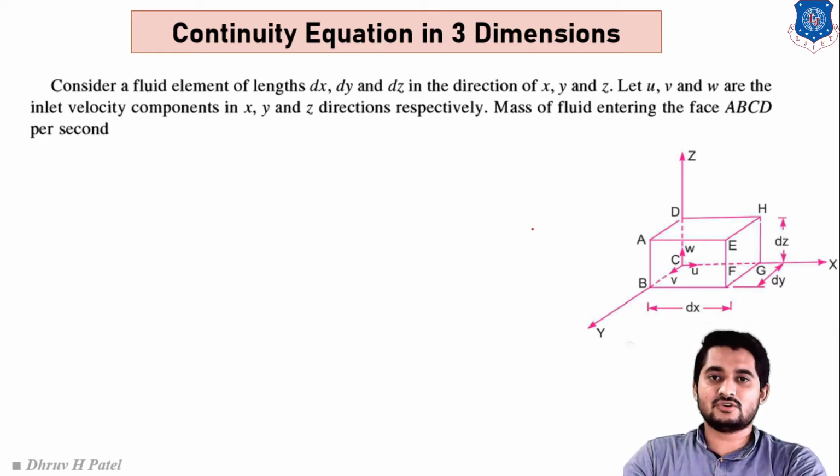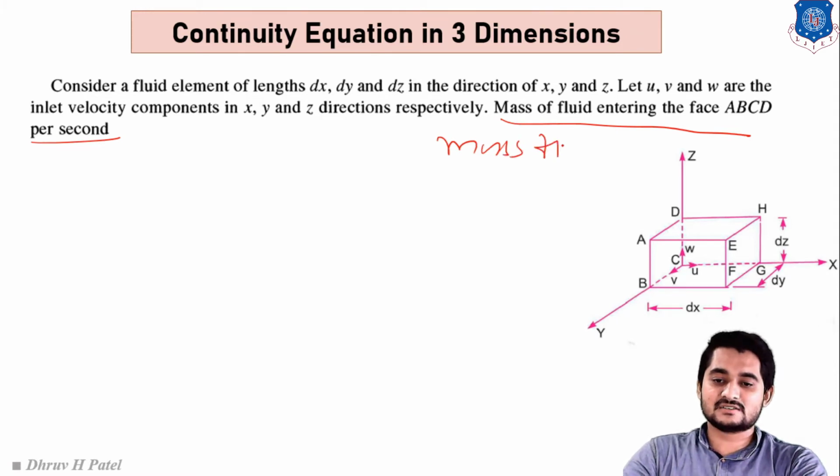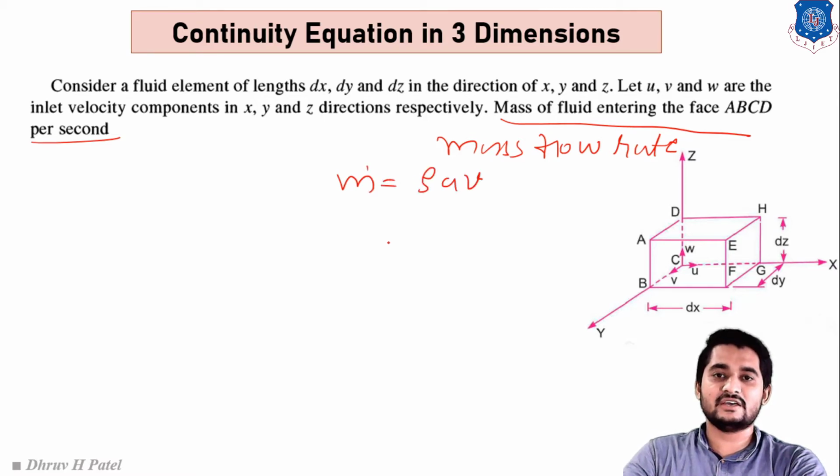Clear? Here first of all, let us understand the mass of fluid entering from ABCD per second. Mass per second, that means mass flow rate. What do you mean by mass flow rate? So mass flow rate is equal to rho A V. How can you say this? So let us derive the equation or unit of mass flow rate.